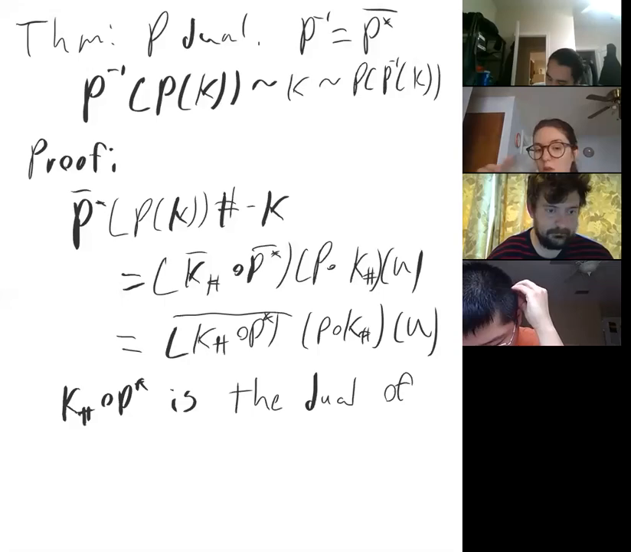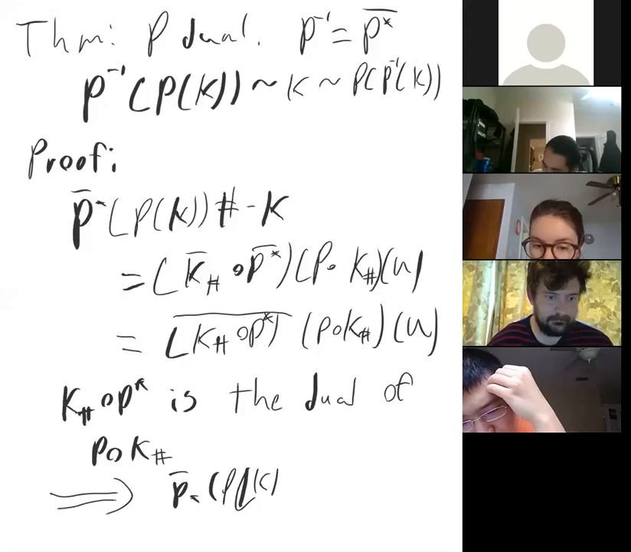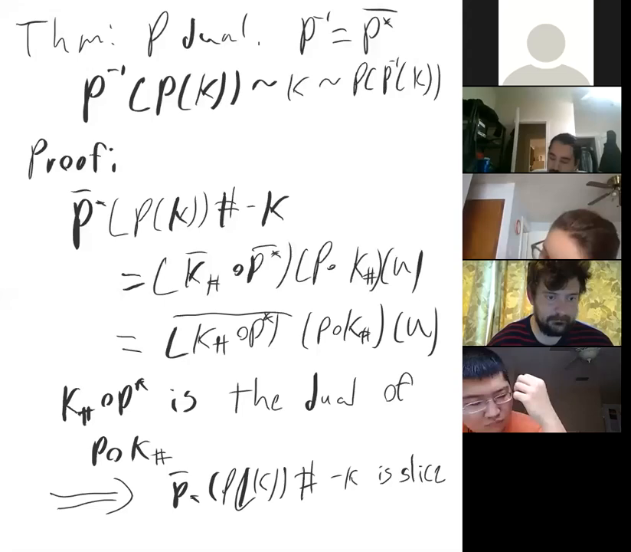So that implies that P bar star, P of K, plus minus K, is slice. So we get the exact concordance. This implication comes from the last corollary just proved.